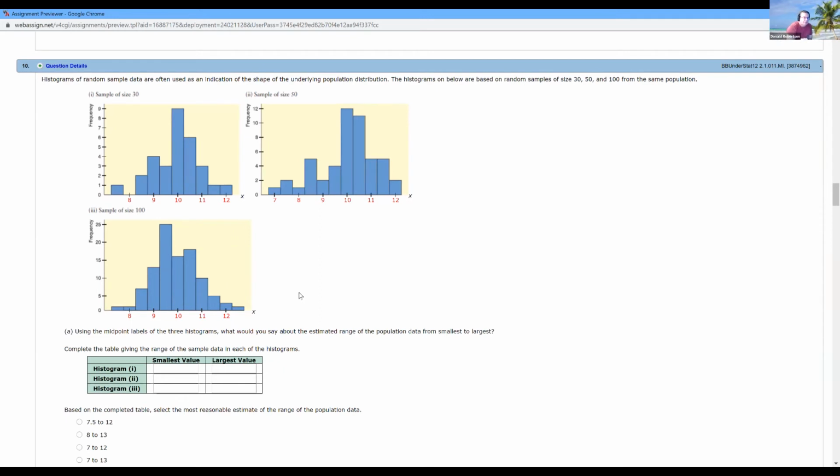Now let's see what's happening here. Histograms of random sample data are often used as an indication of the shape of an underlying population. The histograms below are based on random samples of 30, 50, and 100 from the same sample population.